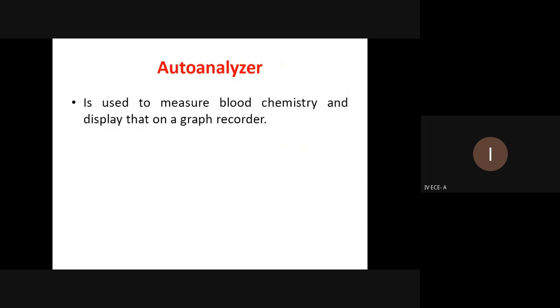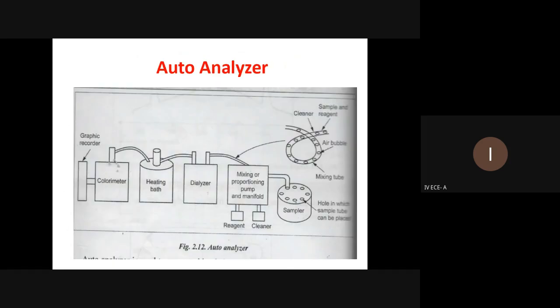Followed by the auto analyzer. So this is an auto analyzer. The auto analyzer is used to measure blood chemistry and display that on a graphic recorder. It contains various blocks which are explained here. Samples are fed into the analyzer by using a sampler, mixing or proportioning pump and manifold. This is the main subsystem of an auto analyzer.